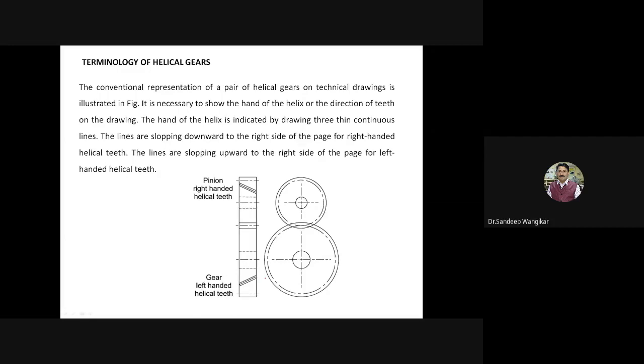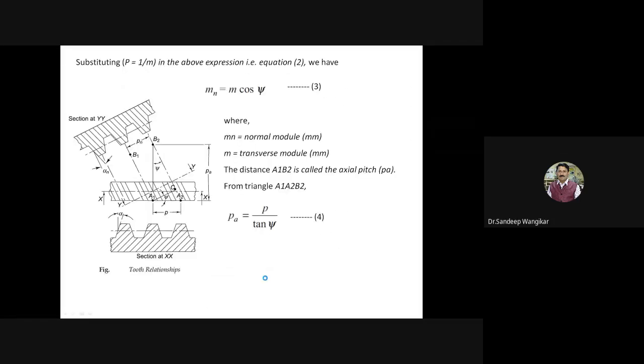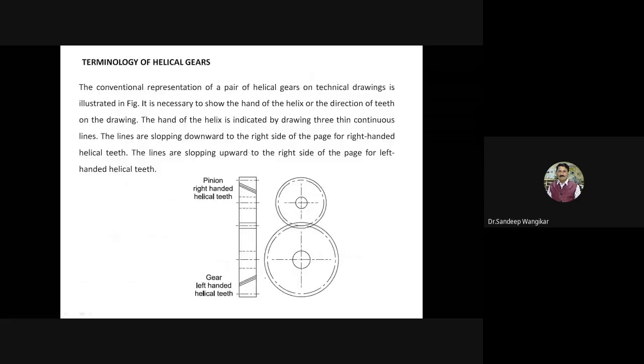Now friends, let us move towards the terminology. There are different terms that we will be discussing, how these terms come about, and what the different dimensions are. We will go into detail further if required. I will give you some time for drawing these diagrams and writing these expressions also. And if time permits, we will go for the next point also.